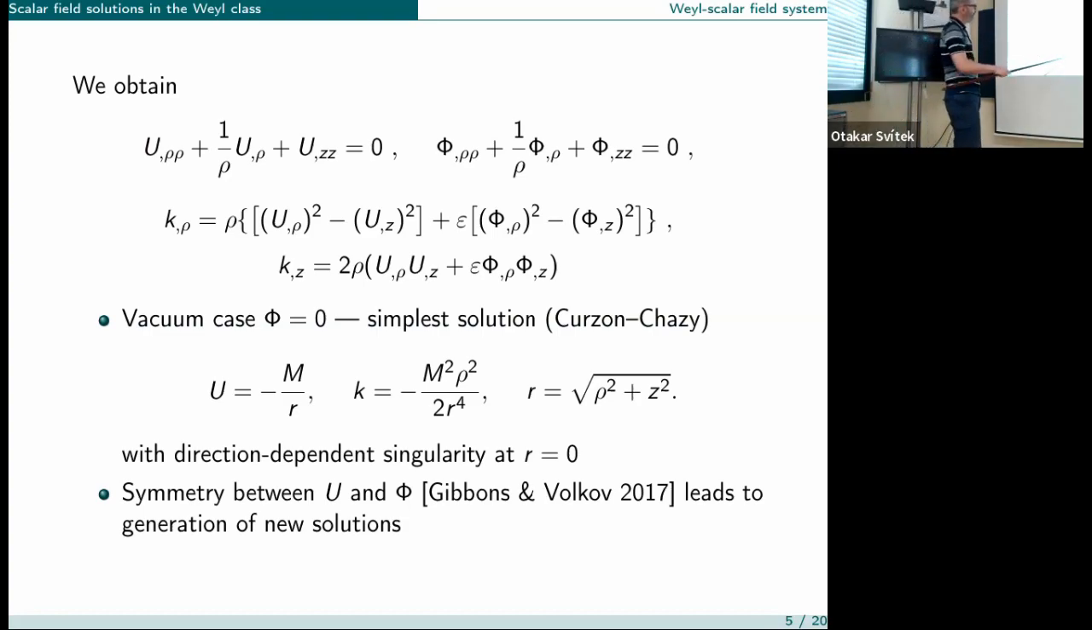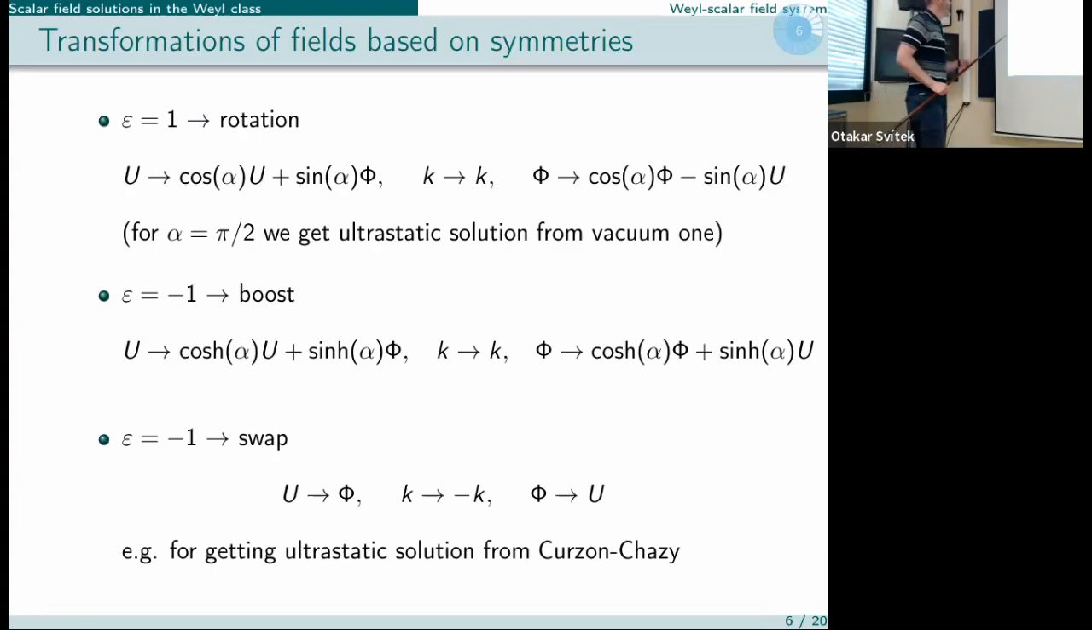And as I was mentioning, the symmetry between u and phi was used by Gibbons and Volkov to summarize all kinds of symmetries that can be read off from the system. And of course, the idea is that once you have symmetries between these fields, you can use them to generate new solutions out of old ones. So this is really what they propose.